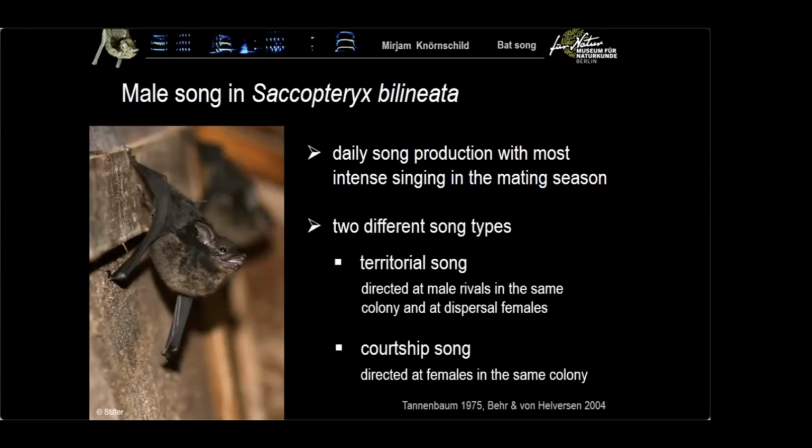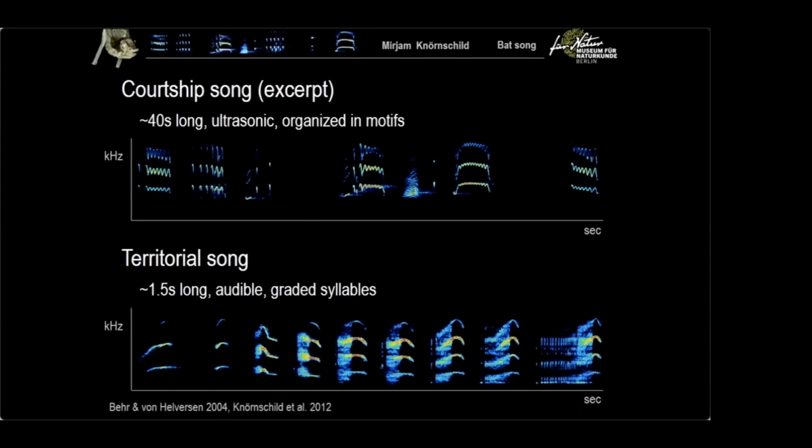And there are actually 2 different song types in this species. There is a song that we call the territorial song that is directed at male rivals in the same colony and also at dispersal females, so young females looking for a new colony. And then there is a courtship song that is directed at females in the same colony. And I brought you two examples here.